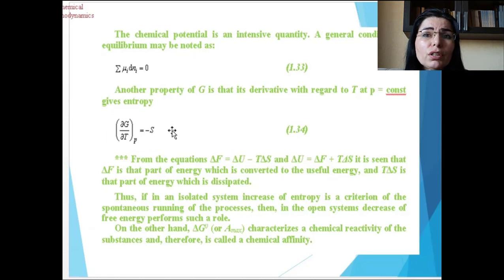And from the equation, delta F is equal to delta U minus T delta S, and delta U is equal to delta F plus T delta S, it seems that delta F is that part of energy which is converted to the useful energy, and T delta S is that part of energy which is dissipated. Thus, if in an isolated system increase of entropy is a criterion of the spontaneous running of these processes, then in the open systems decrease of free energy performs such a role. On the other hand, delta G0 or R maximum characterizes the chemical reactivity of the substances and therefore is called chemical affinity.